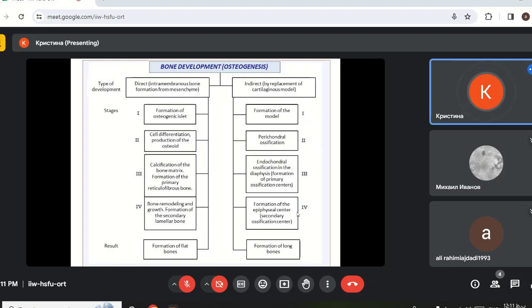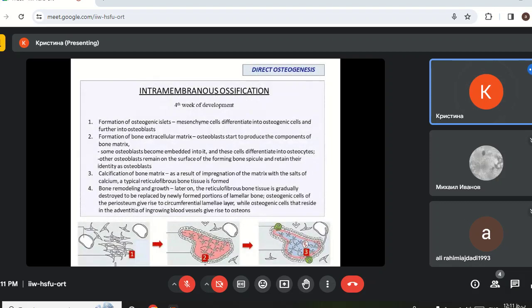And finally, the last cartilage tissue is replaced with bone tissue, and we have finally the formed long bone. And now we will discuss these processes in detail. We start with the direct osteogenesis, which is a more simple process.